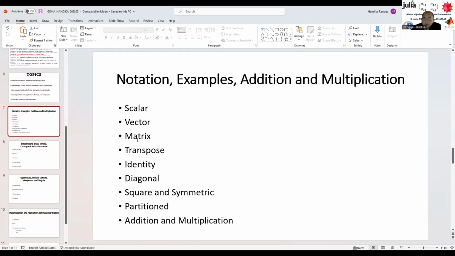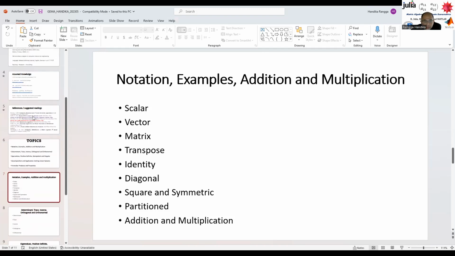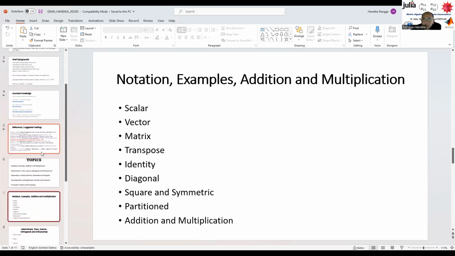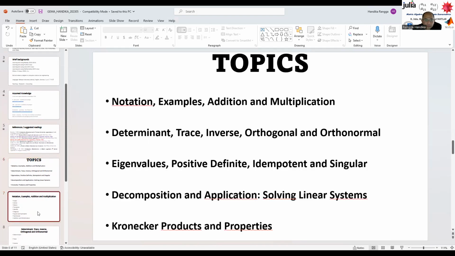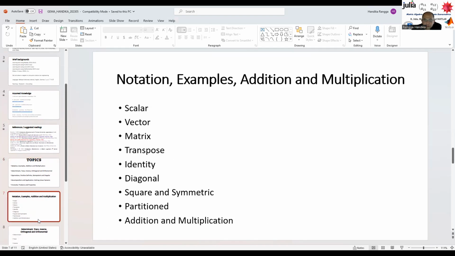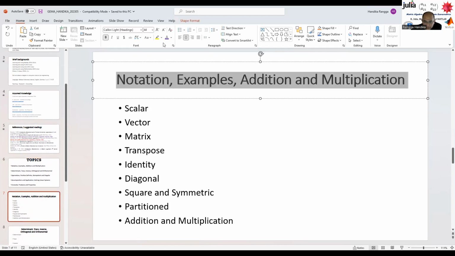Of course, some of the material is theoretical, so I didn't include it here. But I give the illustration in the four software, R, Julia, Mathematica, and MATLAB, to give you an understanding of how to implement those matrix theorems in computing software. So let's start with the notation, examples, addition, and multiplications.